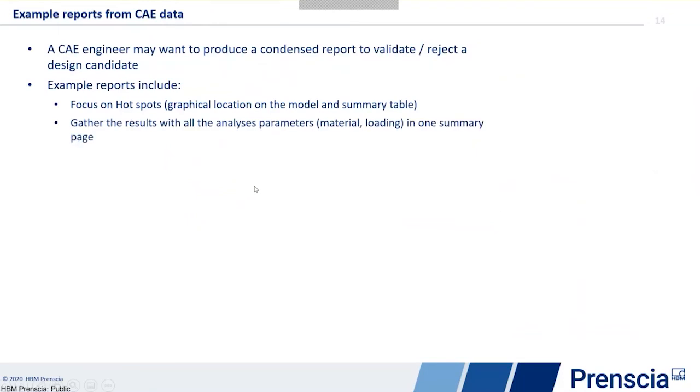So this is the next one we talk about, from a CAE engineer's point of view. Most of the time, a CAE engineer is interested in seeing a condensed report to validate or reject a design candidate: whether design 1 or design 2 gives the better fatigue results, and what the hotspots are, focusing on the hotspots in a graphical location as well as the model. When you are dealing with a whole vehicle model, maybe millions of nodes, you can find the hotspots, and you can get a report generated for these hotspots.